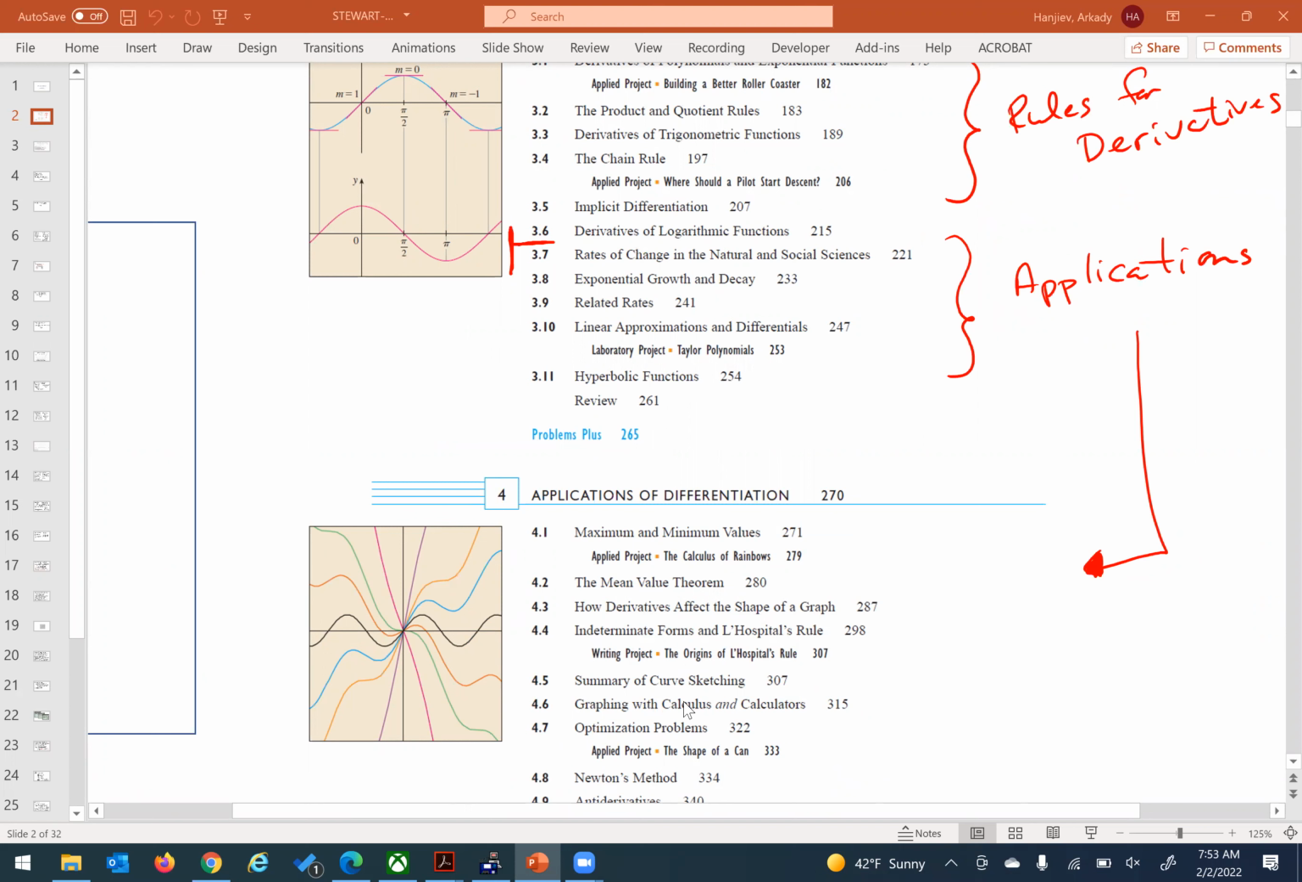There's a lot of these. I think I'm going to skip a few here and there just so we can keep going schedule wise with things here. But we're going to finish off the rest of chapter 3, and we'll do that with rates of change.